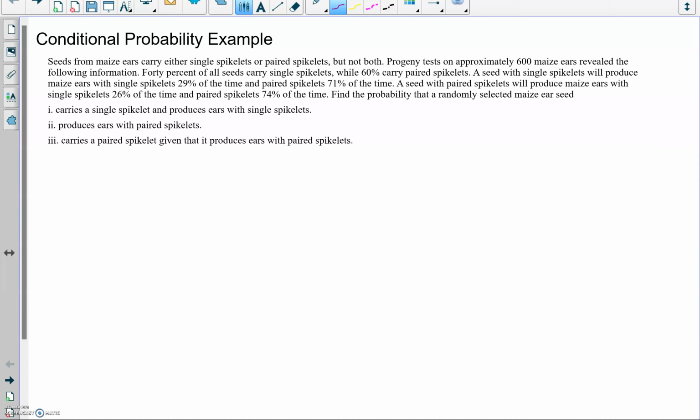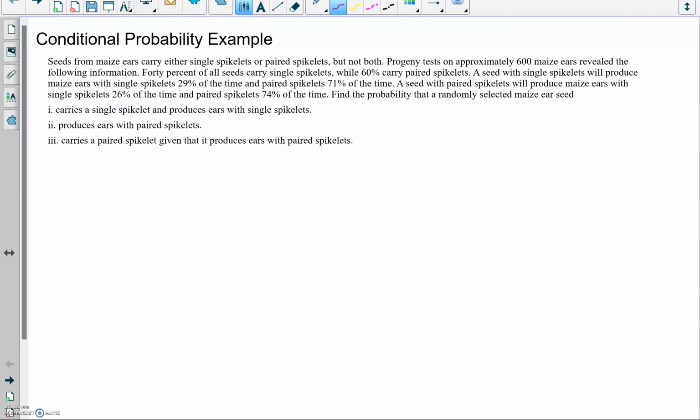Conditional probability example. So first thing, just read through the problem, see what's going on, get your mind wrapped around it a little. So we have seeds from maize ears carry either single spikelets or paired spikelets, but not both. Progeny tests on approximately 600 maize ears revealed the following information. 40% of all seeds carry single spikelets, while 60% carry paired spikelets.